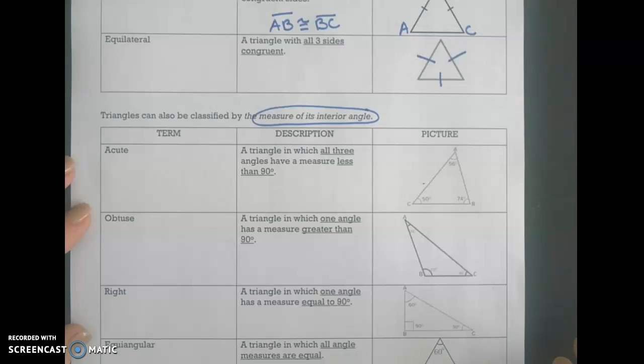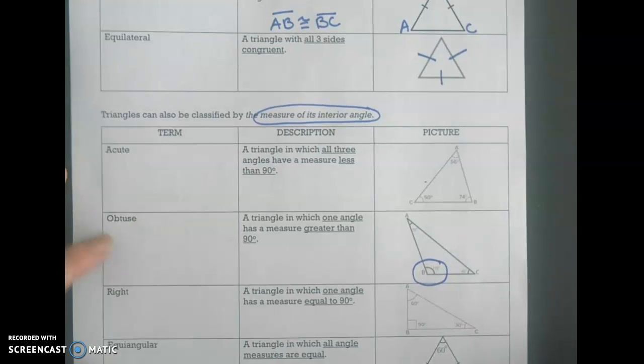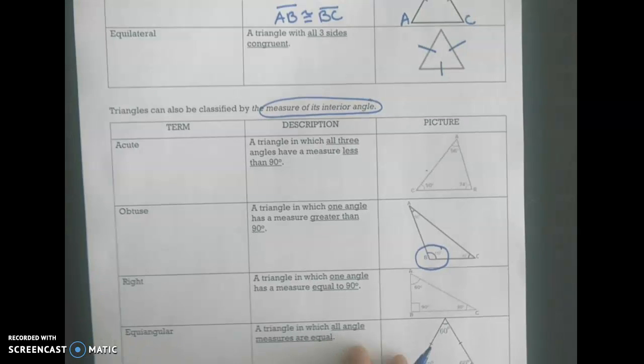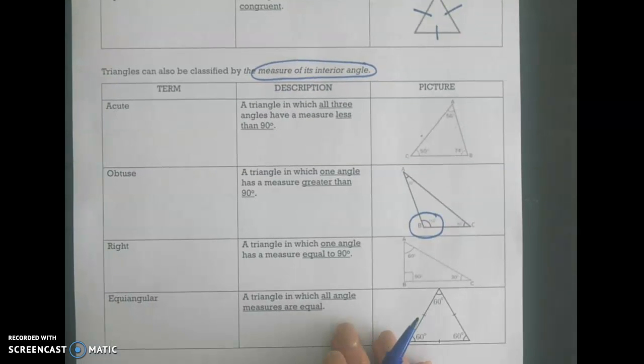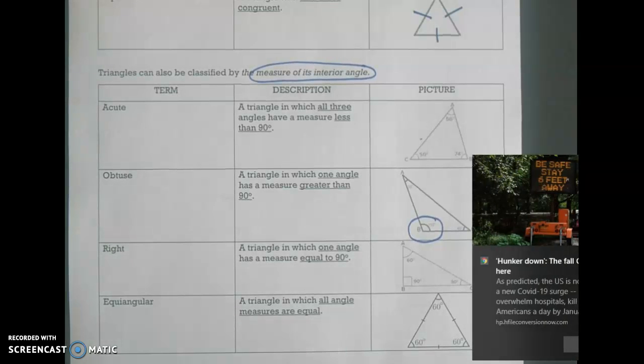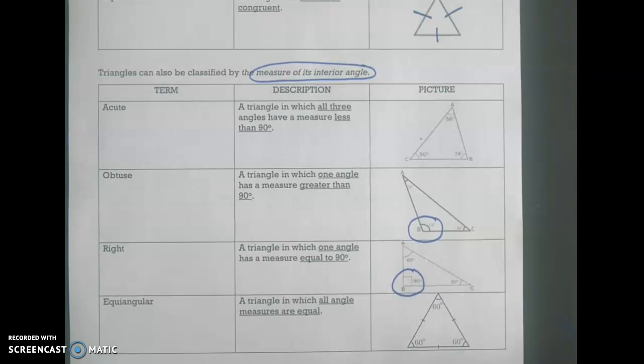All right, another way we can classify triangles is if they are obtuse, and that is when they have one angle that has a measure greater than 90 degrees. So if you look in this example here, this angle B has a measure of 110 degrees. That's an obtuse angle, so this is an obtuse triangle. Okay. The next one we have is a right triangle, and that's where we have one angle that's equal to 90 degrees. And this would be angle B again right here, which is 90 degrees.